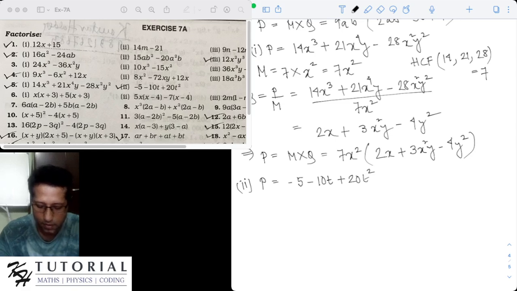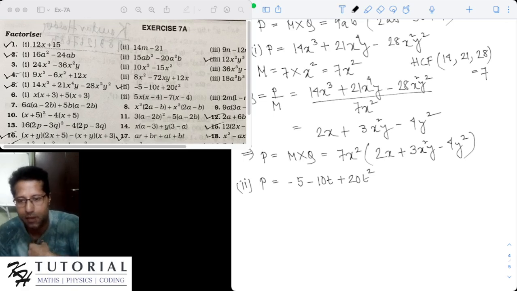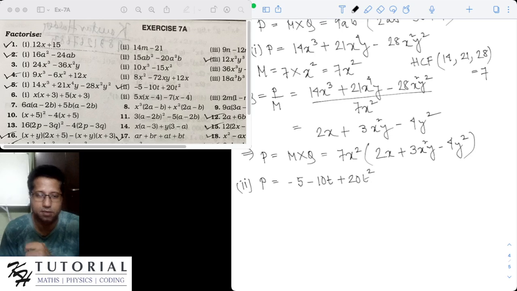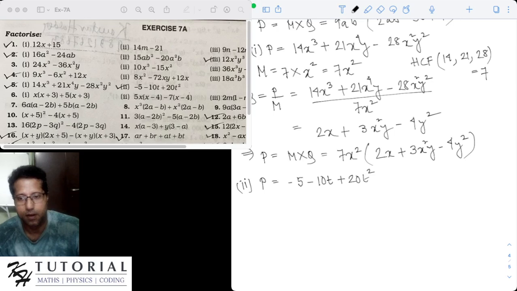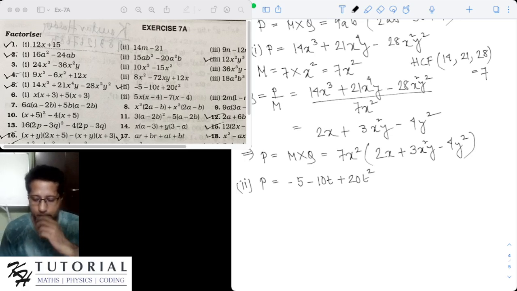If all the terms of a polynomial do not have a common variable factor, but the HCF of the coefficients is an integer which is not equal to 1, then also you will have a common factor of the polynomial, which will be the HCF of the coefficients of all the terms, which will be the case for this problem.